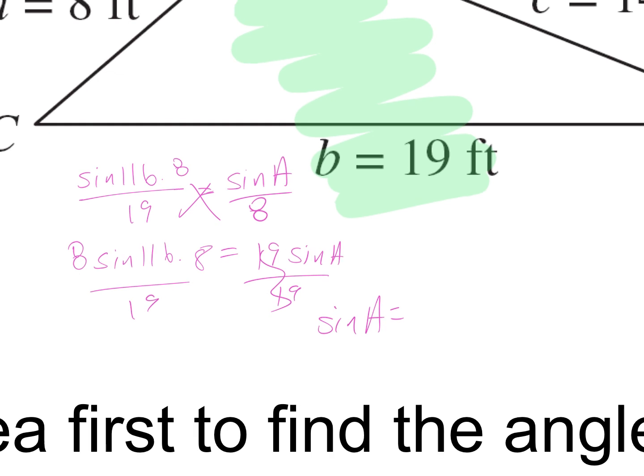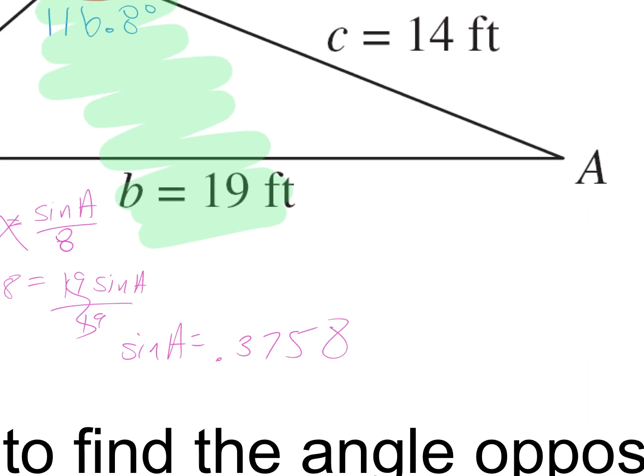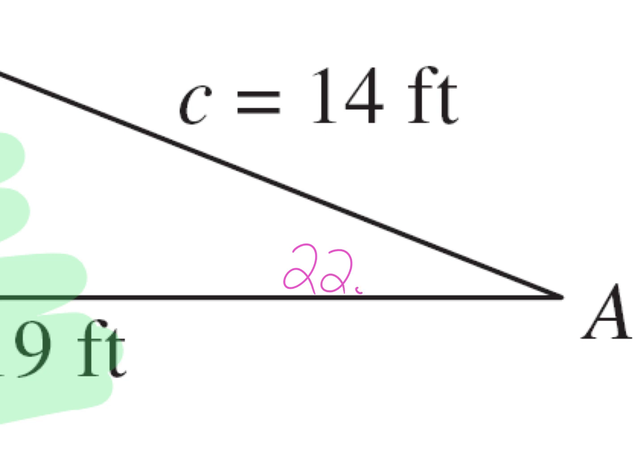All right. And then we hit second sine, second answer. What is angle A? 22.1. All right, 22.1 degrees. So angle A is 22.1 degrees.